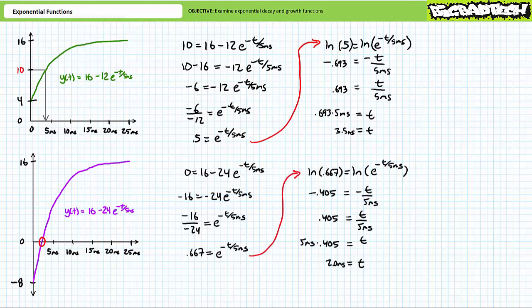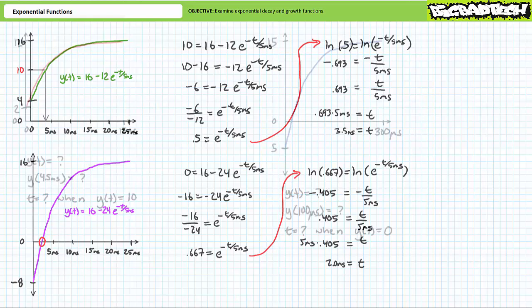Subtract 16 from both sides of the equation. Divide both sides by negative 24. Take the natural log of both sides. Remove the negative sign from both sides of the equation and multiply both sides by 5 milliseconds. We're left with a time value of roughly 2 milliseconds.